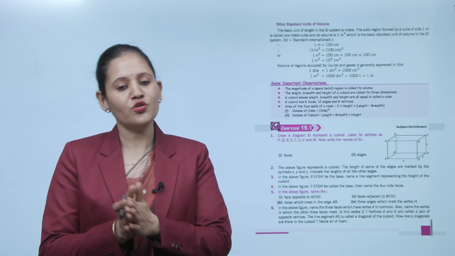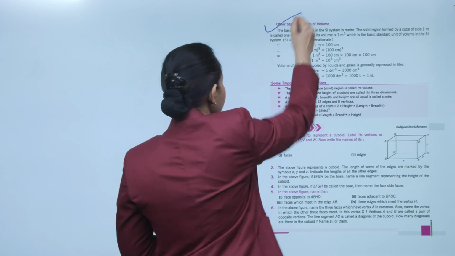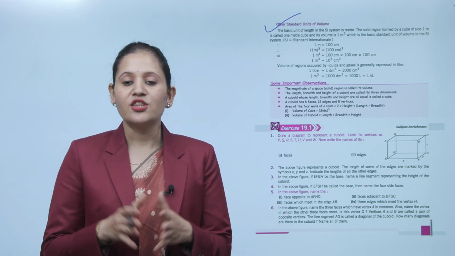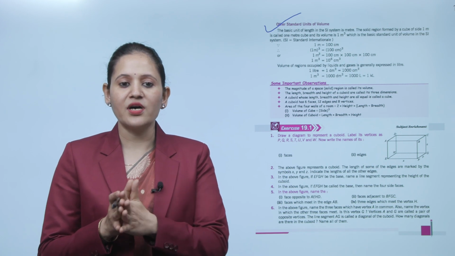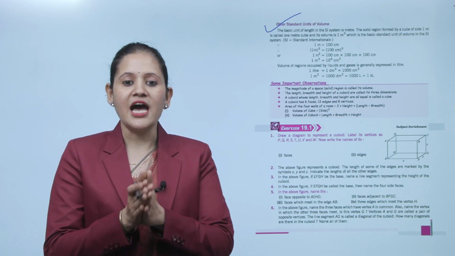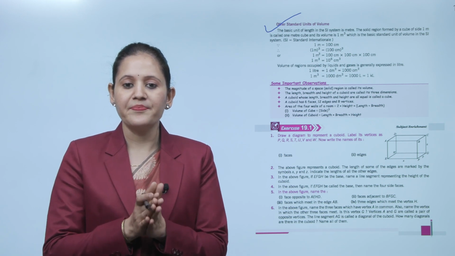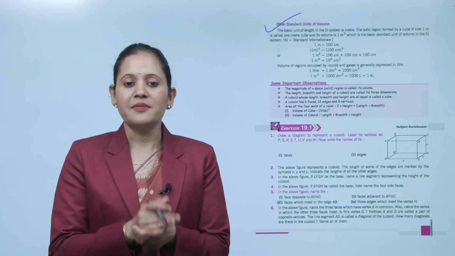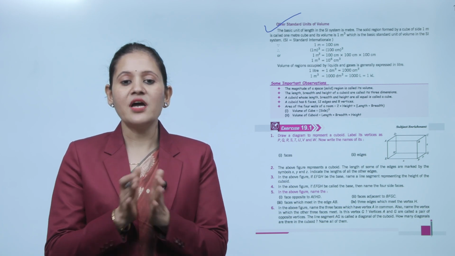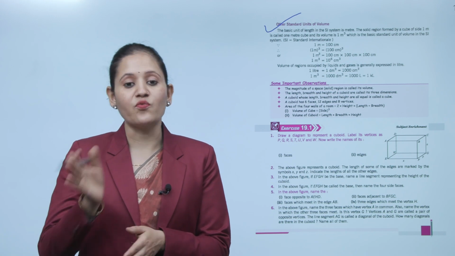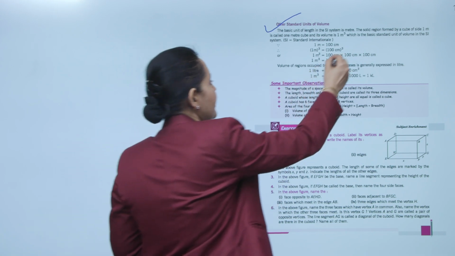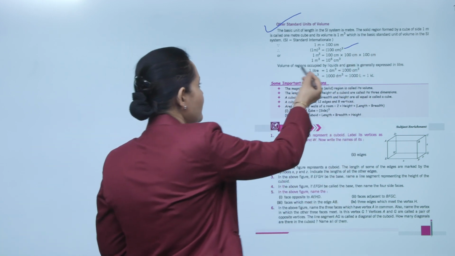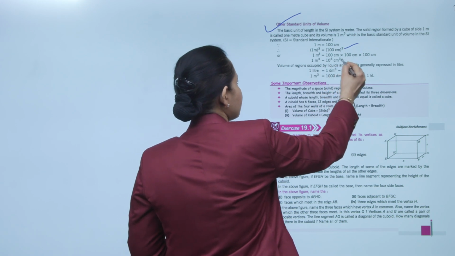Next is other standard units of volume. The basic unit of length in the SI system is meter. The solid region formed by the cube of side 1 meter is called 1 meter cube and its volume is 1 meter cube, which is the basic standard unit of volume, and SI system means standard international. 1 meter equals 100 centimeters. So 1 meter cube equals 100 centimeter cube, that means 100 into 100 into 100. That is 1 meter cube equals 10 to the power 6 centimeter cube.